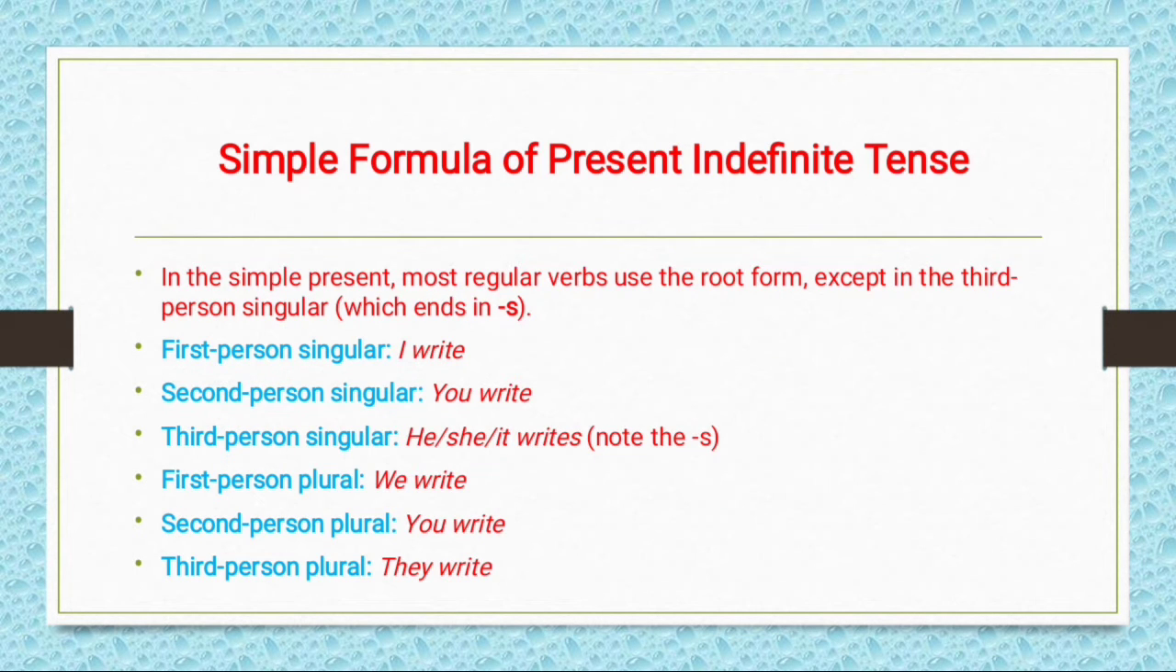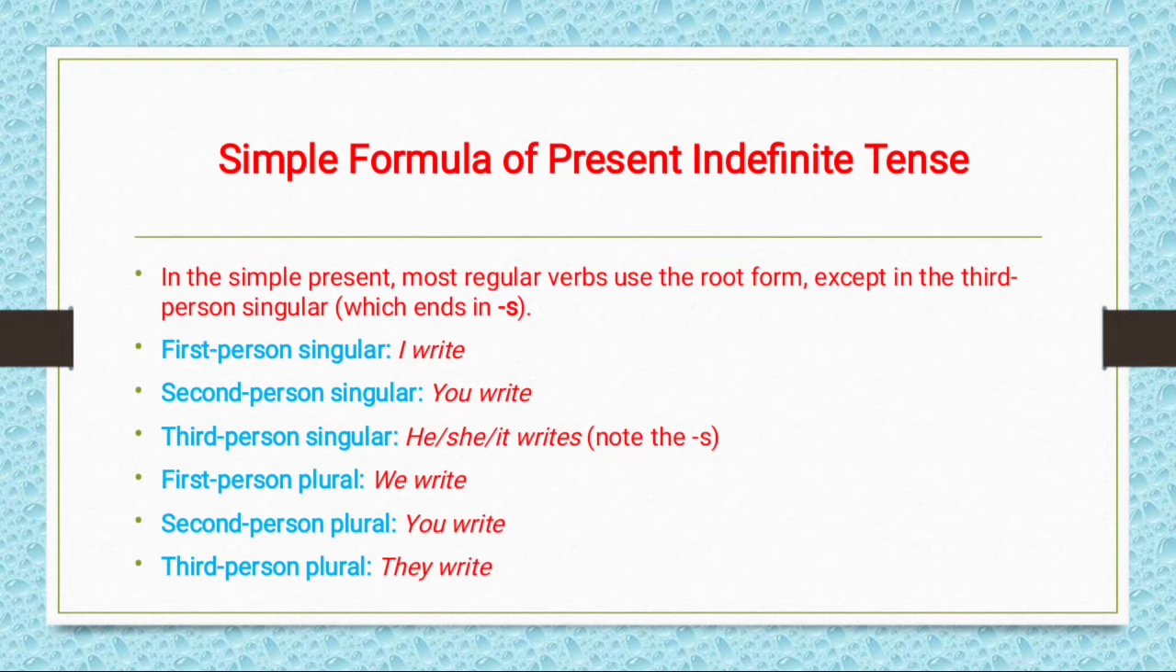Simple formula of present indefinite tense. In the simple present, most regular verbs use the root form, except in the third person singular, which ends in s. Now, in the previous slide, I have already told that s is just used with he, she, it, and singular names.